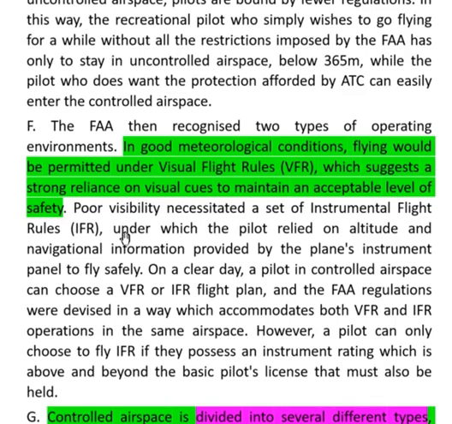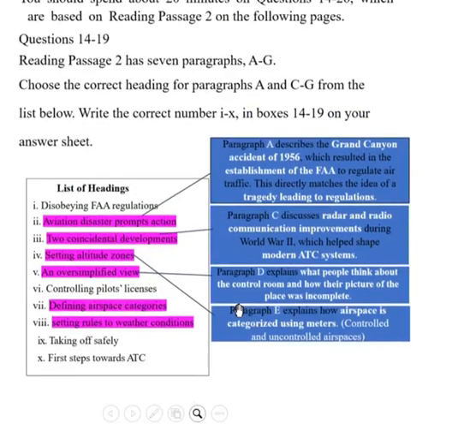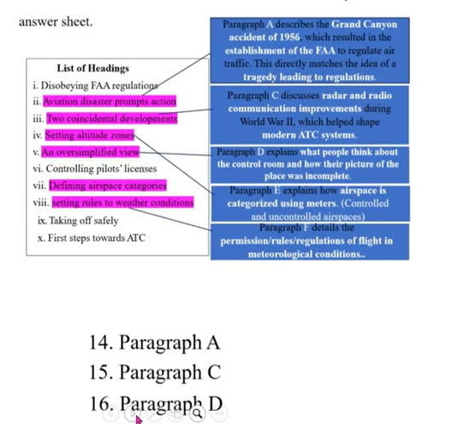So we go back to the list of headings again and check for ourselves what is the best heading that explains this paragraph, which is paragraph F. Paragraph F details the permission, rules, regulations of flights in meteorological conditions, setting rules to weather conditions. That is Roman figure 8. That is your answer there. That is the appropriate heading for paragraph F.